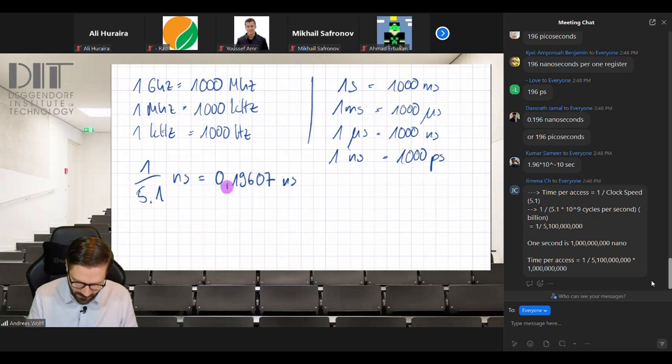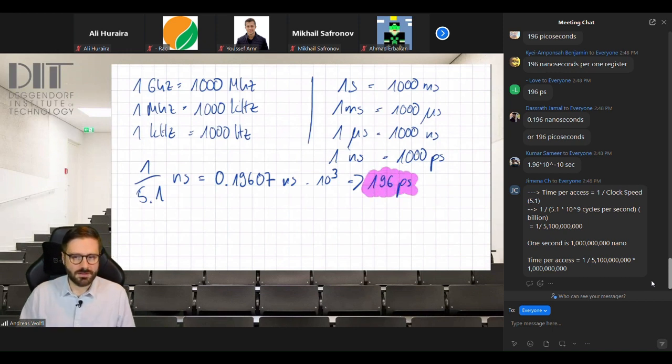I will correct this mistake. So we will have a dot here. So it's 0.196 and so on nanoseconds. This is still a small number. We can add 1,000 to here as well. So times 10 to the power of 3 gives us 196 picoseconds, which is the correct answer. So let's mark this. This is the correct answer.